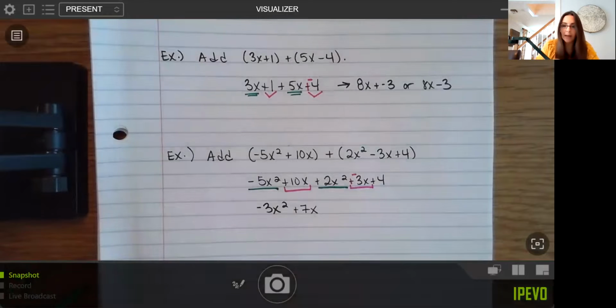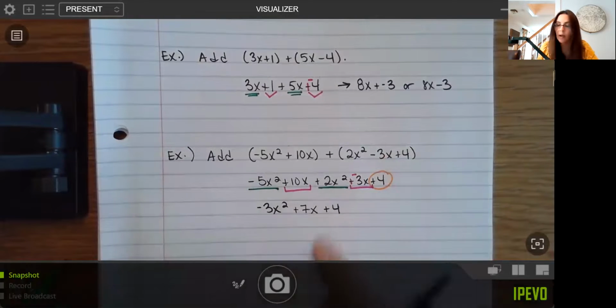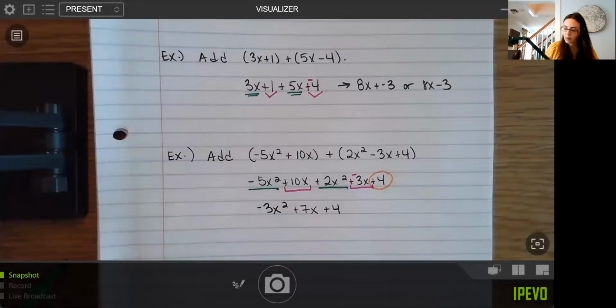And then here, I am going to note that I do have this +4 still hanging around, but I don't have anything to combine it with. So I'm just going to bring it straight down. I have no more like terms, so we are done. That is our final answer. And let's do one more.